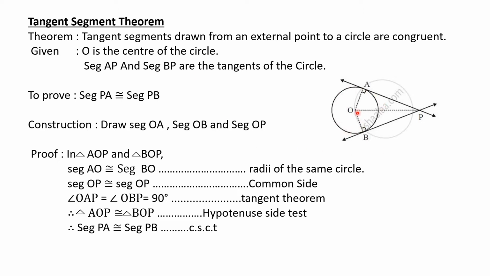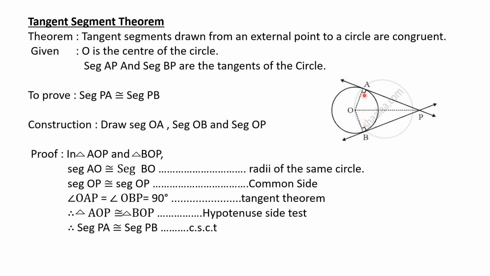Now we see the figure. Here O is the center of the circle and seg AP and seg PB are two tangents drawn from external point P. Now we write: given, O is the center of the circle and seg AP and seg PB are tangents of the circle. To prove that the two tangent segments drawn from external point P are congruent, means seg PA congruent seg PB.